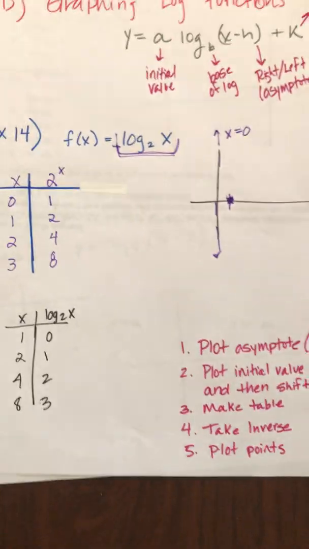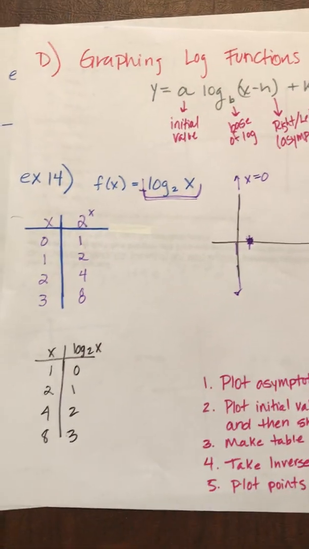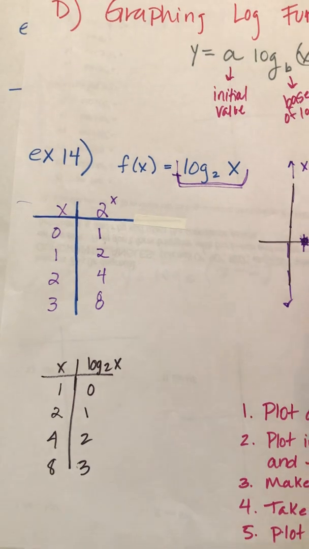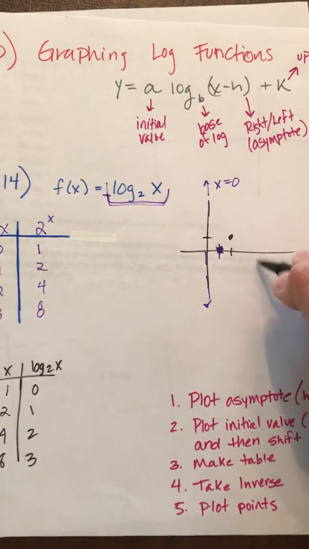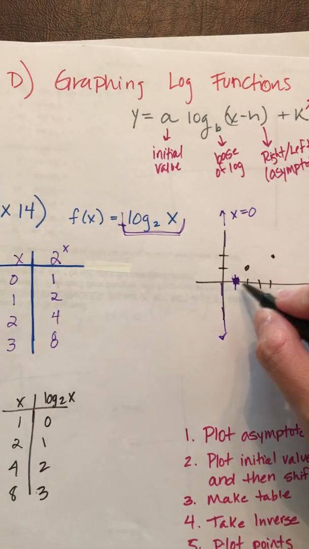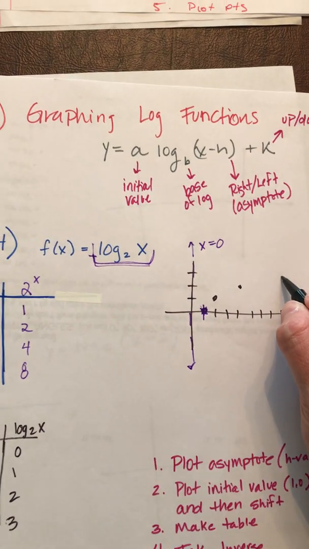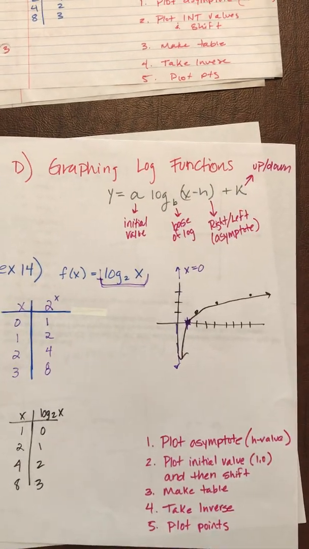All right, so next it says take our inverses, which we just did, and then the last thing is to plot your points. Plot as many as you can. We already have the point (1, 0), so (2, 1) is about right here. Again, we're estimating. And then (4, 2). And what was the last one? (8, 3): 1, 2, 3, 4, 5, 6, 7, 8, and 3. Remember, it has to approach your asymptote. It should be a curve, and that's what it looks like overall.